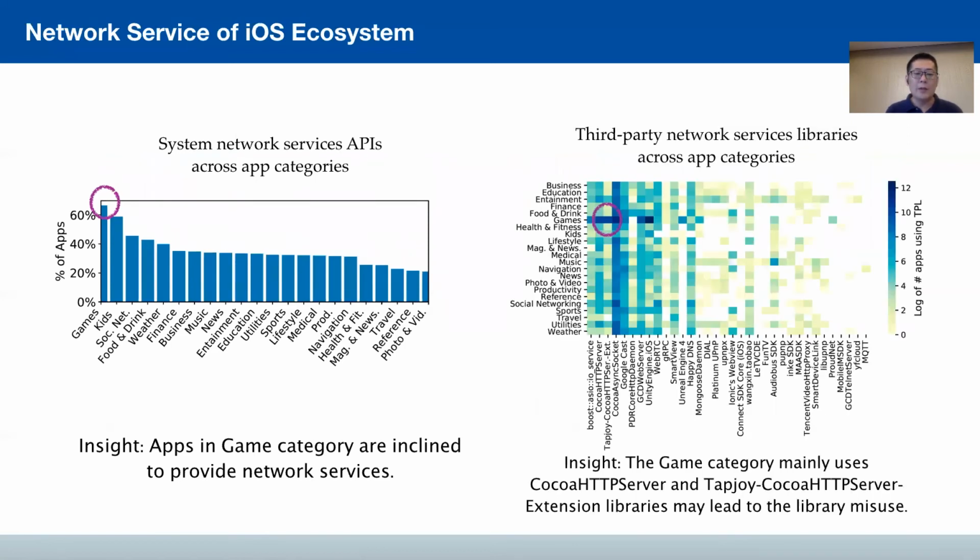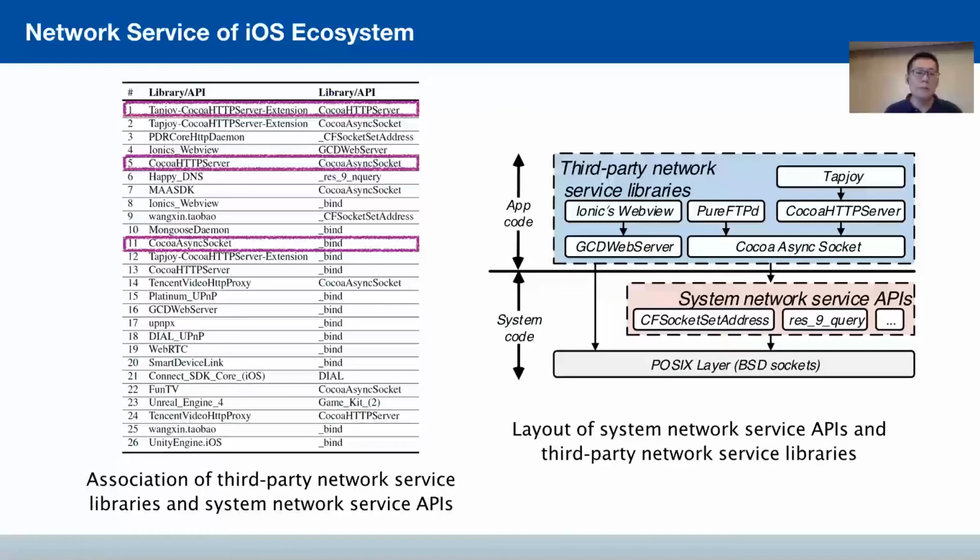By taking signatures of third-party network service libraries, we found the distribution of third-party network service libraries in iOS applications. For example, we found the game category mainly uses Qualcomm HTTP server and Tipjoy Qualcomm HTTP server extensions third-party libraries to provide network services. We further studied the association of network service libraries and got the layout of these libraries.